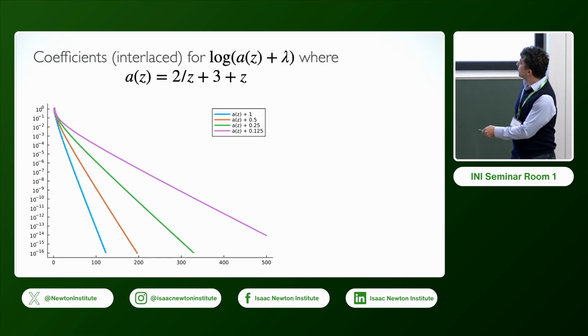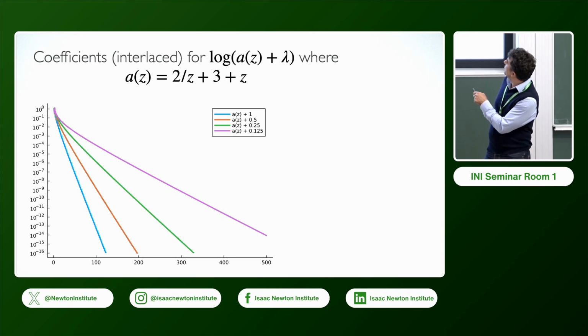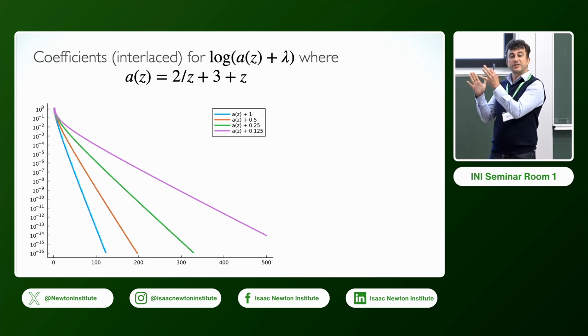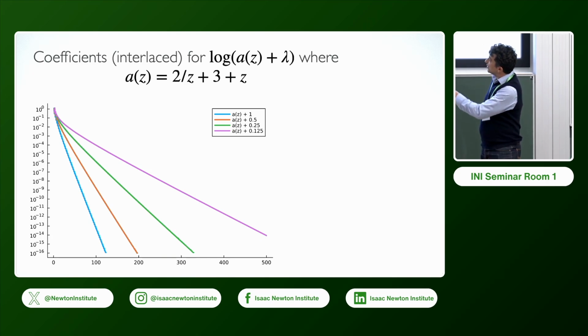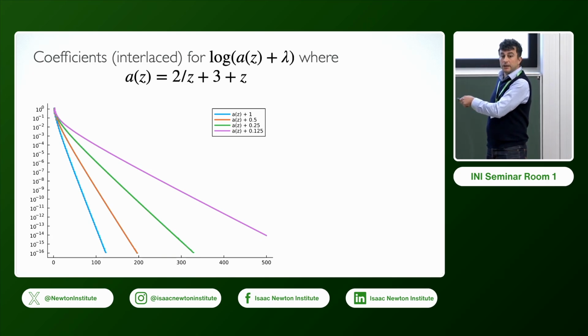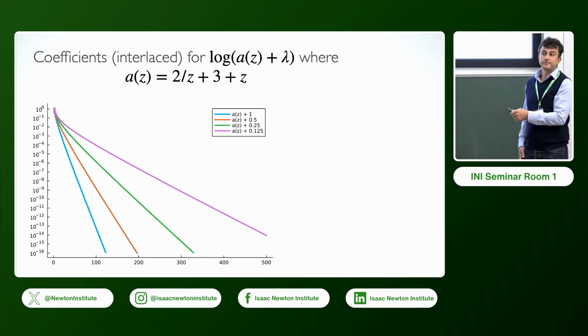So here are the number of coefficients needed to expand log of A(z), I guess I should have put minus lambda, but in this case it's a plus, pushing away from the continuous spectrum. And what we see is as we approach the continuous spectrum, the number of degrees of freedom we need in our FFT has to grow. And actually, as we approach the continuous spectrum, it just breaks down.